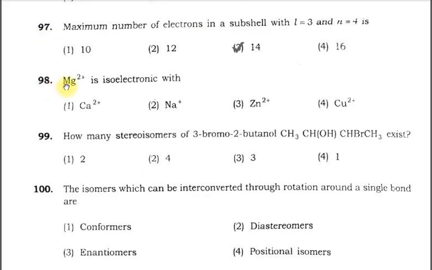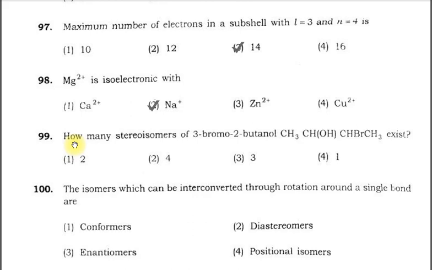Question number 98. Mg2+ is isoelectronic with Ca2+, Na+, Zn2+, Cu2+. Here the correct answer is option number 2, which is Na+. Isoelectronic means having the same number of electrons.